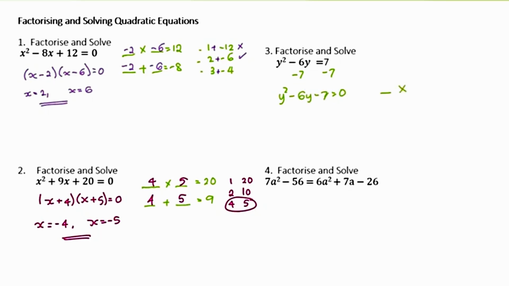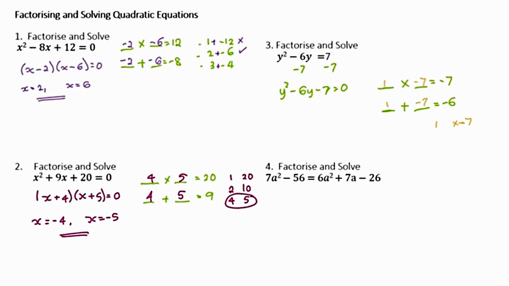So we're now looking for two numbers that multiply to give us minus 7 and add to give us minus 6. So the factors of 7 are just 1 and 7. And because we are multiplying to get a negative number and adding to get a negative number, that means the bigger factor would have to be negative. And 1 times negative 7 gives us negative 7 and also adds to give us negative 6. So to factorize this, we can write this as y plus 1 and y minus 7. To solve it, we put it equal to 0, and this will give us solutions of y is equal to minus 1 and y is equal to 7.